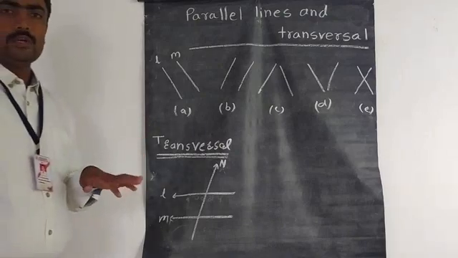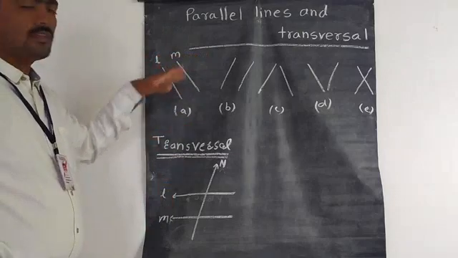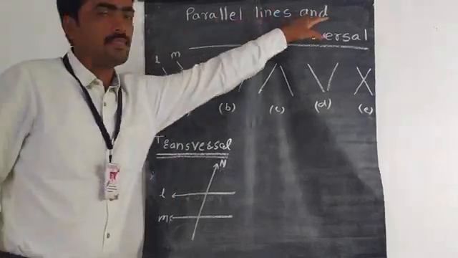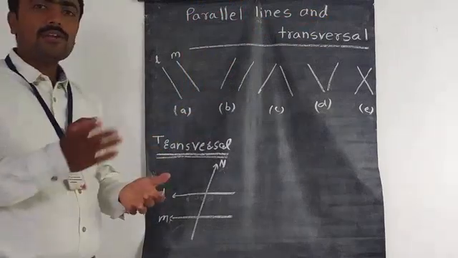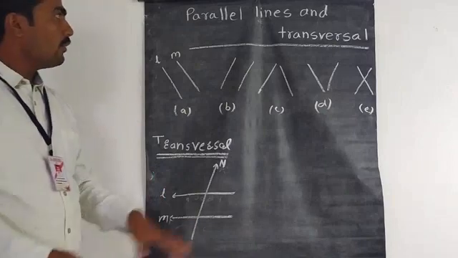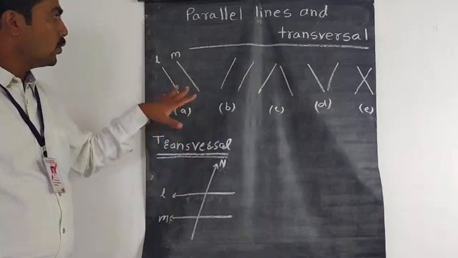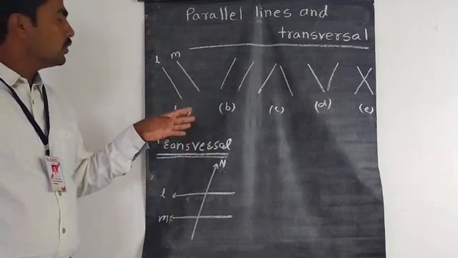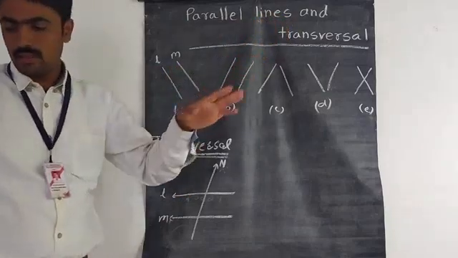In today's video, we are going to study the Standard 8 Mathematics Chapter 2, Parallel Lines and Transversal. See students, in the last standard, that is in Standard 7th or Standard 5th, you have also studied the different types of lines. Now, in today's chapter, we are going to study the different types of parallel lines and transversals.